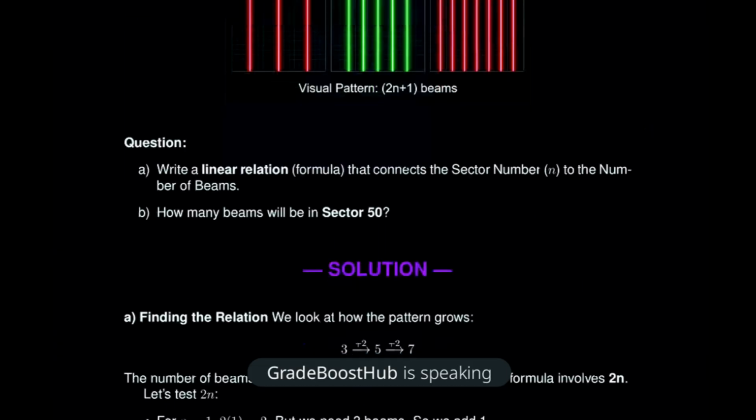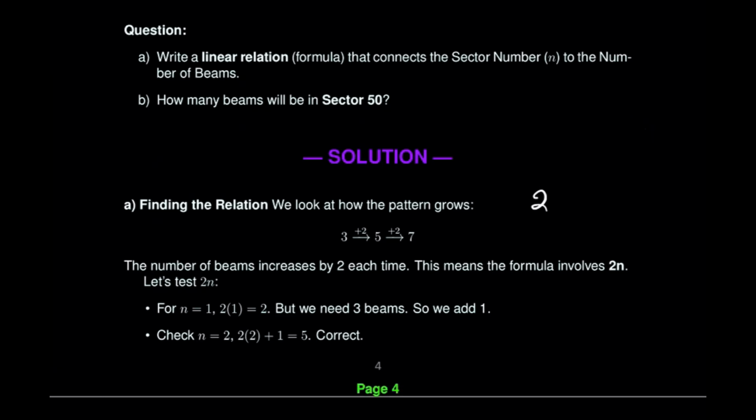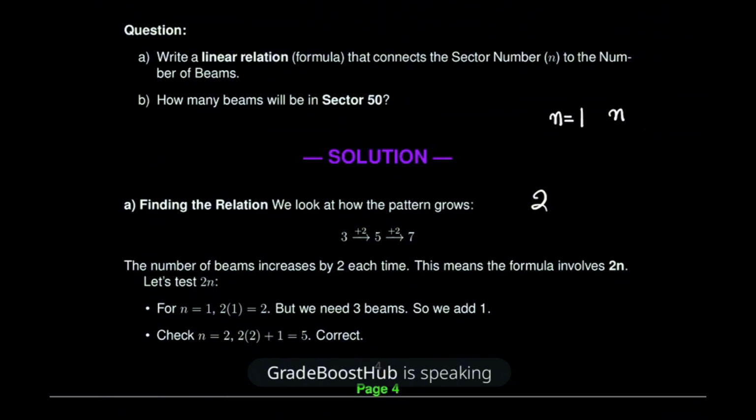So the number is increasing by 2, right? And for each step we have n: n equals 1, n equals 2, n equals 3, and so on. Here we have n equals 1 and n equals 2. Now for this, it will be 2 times n, but it is not just 2 times n. It is also increasing by 1, so we add 1.